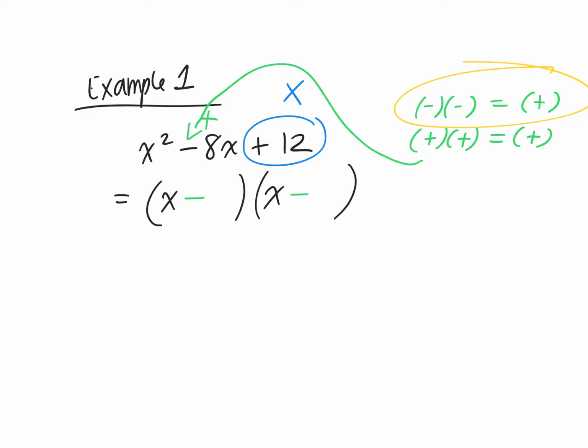Okay, so what are the two factors? What times what is 12 that adds up to -8? -6, -2. That's it. So factored form is x take away 6, x take away 2.